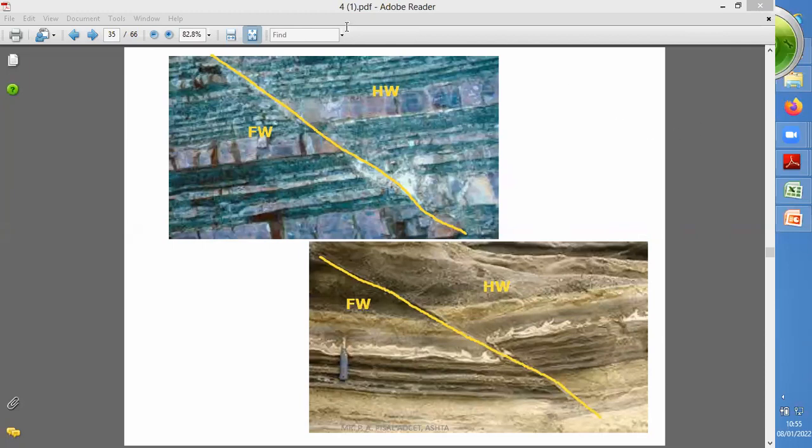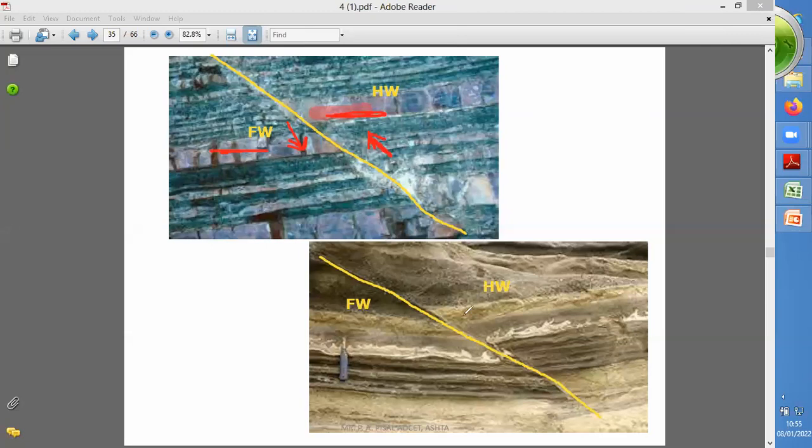Now when you look at the displacement between the two blocks, consider this horizontal layer and this horizontal layer. Here in this hanging wall, the block has moved in the upward direction. Here this block moves towards the downward direction. That's why it is a type of reverse fault.